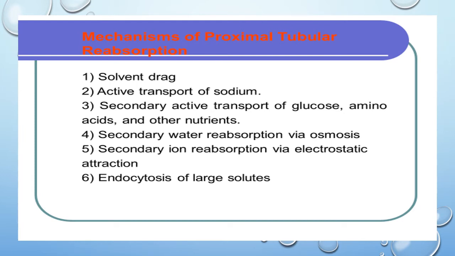The sixth one is endocytosis of the larger solutes that can't move in this process. So endocytosis, remember, is the bringing in, the surrounding and pulling it in. Remember, the glomerulus is going to filter a small amount of protein from the blood. And then it is moved by endocytosis, which hydrolyzes it into amino acids. So it breaks it down to amino acids.